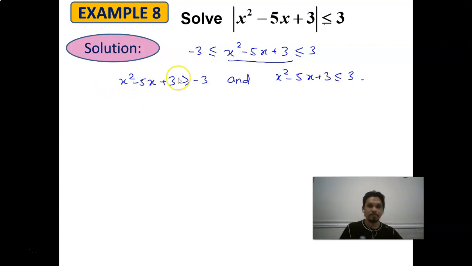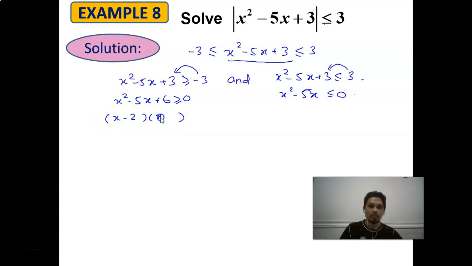Okay. So bring the negative 3 to the other side, it becomes positive. So we get x squared minus 5x plus 6 greater than or equal to 0. And this 3 will become negative, then x squared minus 5x, 3 minus 3 equals 0 here. So for this one, factorize: x minus 2 and x minus 3 greater than or equal to 0. So assume these two positive. Let x minus 2 greater than or equal to 0 and x minus 3 greater than or equal to 0. Then x greater than or equal to 2 and x greater than or equal to 3.